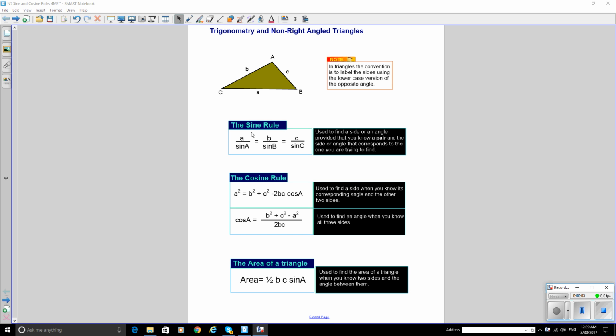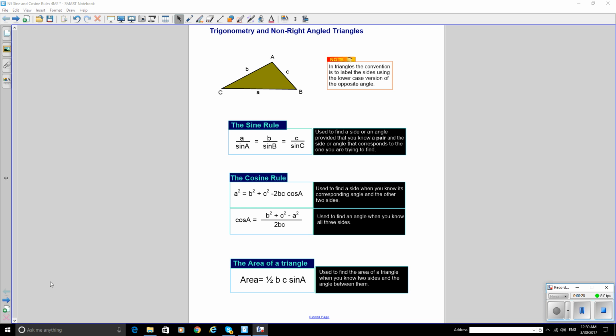In the previous lesson we looked at using a sine rule in order to find either the side or an angle, provided that we knew a pair. In this lesson we're going to look at the cosine rule, which looks maybe a little bit more complicated. We're going to look at using it to find a side if you know the corresponding angle and the other two sides, and we're also going to use it to try and figure out an angle when we know all three sides.